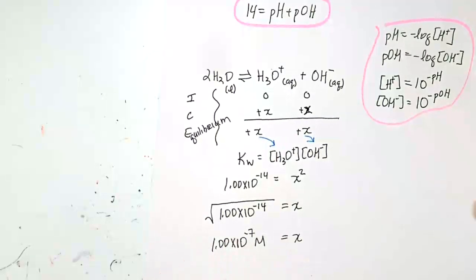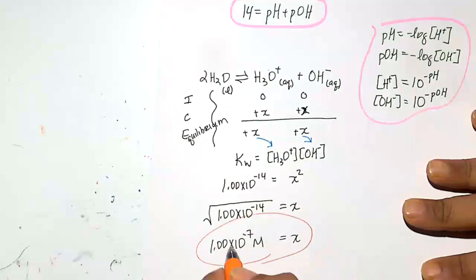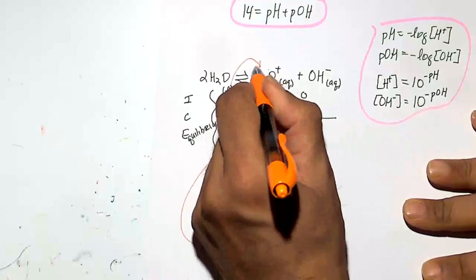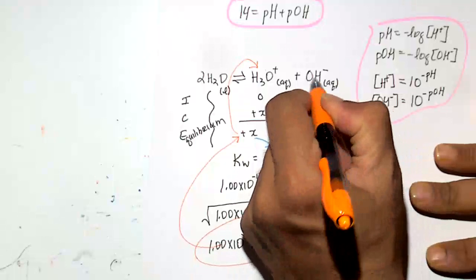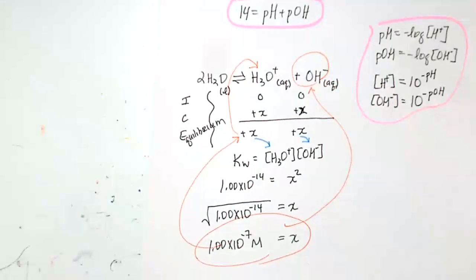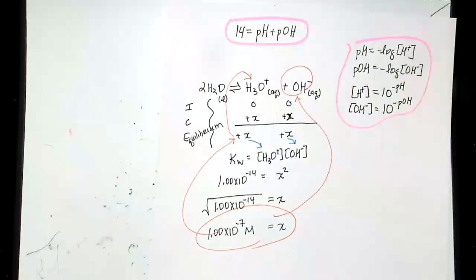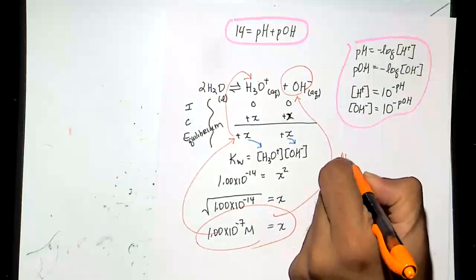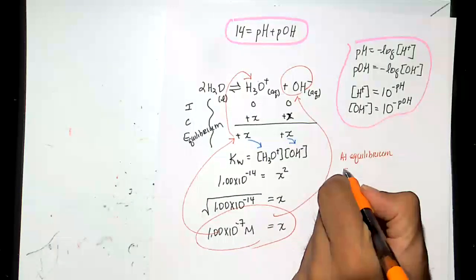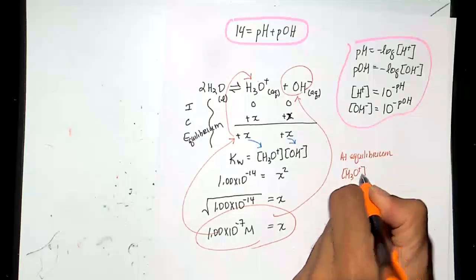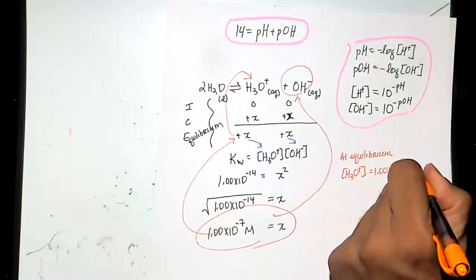molar. So what does that 1.00 times 10 to the minus 7 molar symbolize? It's the concentration of H plus, and it's the concentration of OH minus. So at equilibrium, the concentration of H3O plus for this equation is 1.00 times 10 to the minus 7 molar.